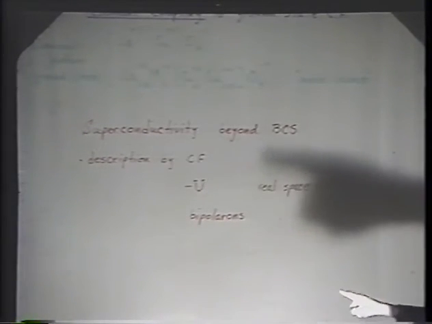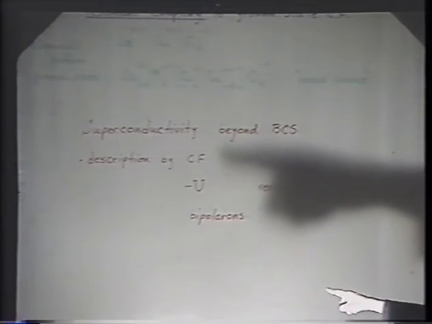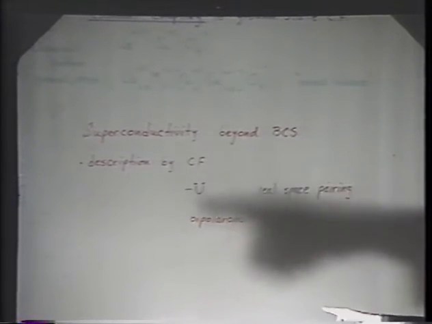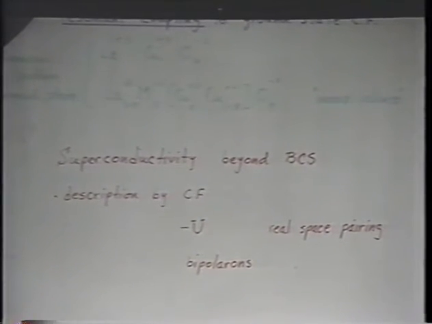The superconductivity goes beyond the BCS description. You can look at the description by charge fluctuations, negative U centers with real space pairing, or bipolarons. These are just different mathematical descriptions of what we see going on.